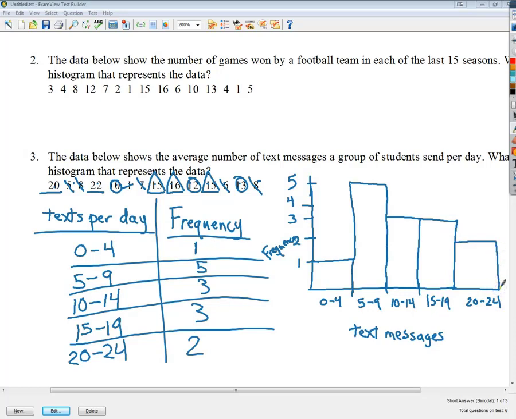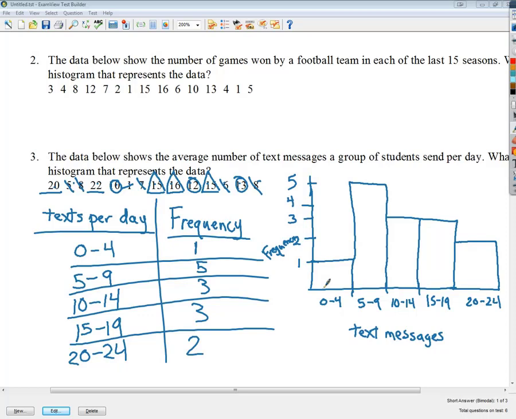So that's my histogram. Basically, you just set the boxes, and each one of them represents one section of the frequency table. It also gives me a nice visual. I can see that the 0 to 4 group is very small. It's easier to just have it there.